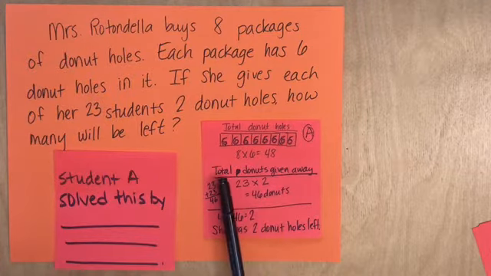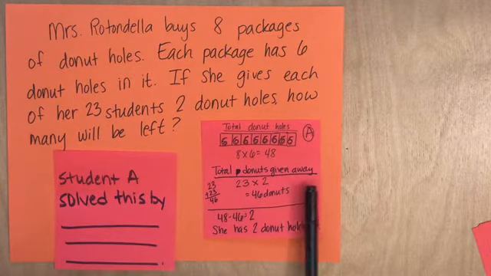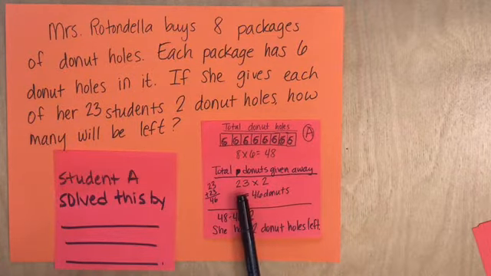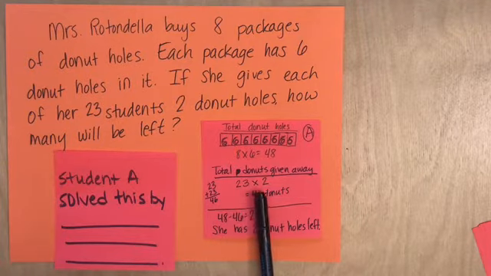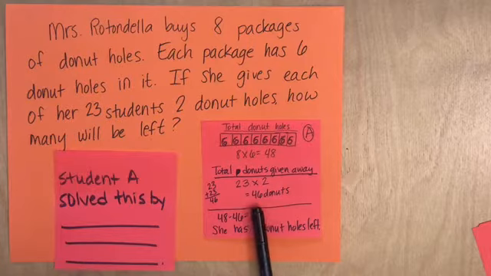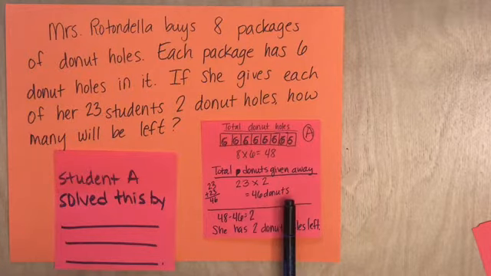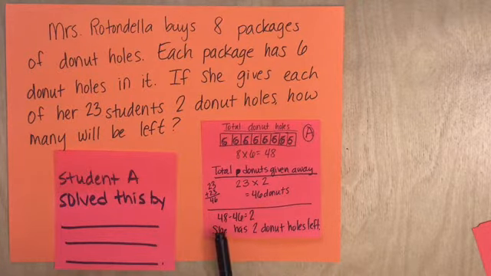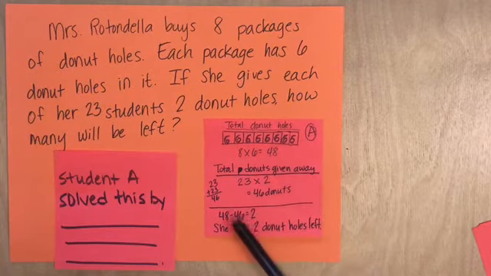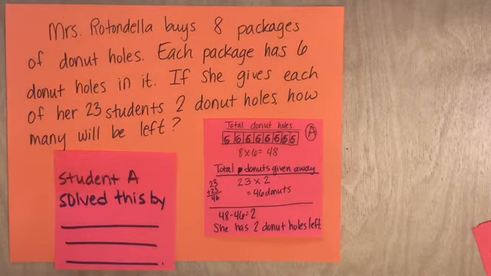And then they decided to do total donuts given away. So they decided to do 23 times 2. So 23 students times 2 donut holes each. So Miss Rotondella was giving away 46 donuts. And then they took 48, take away 46 equals 2 donut holes left. Were you guys able to figure out how student A solved this?